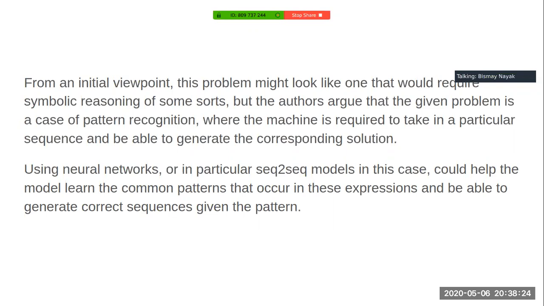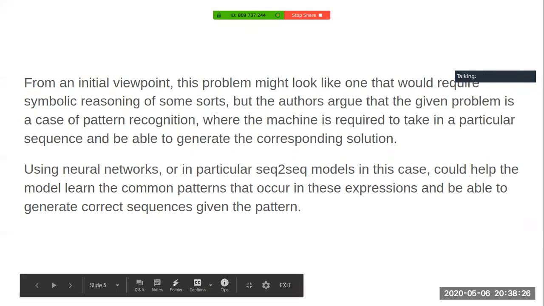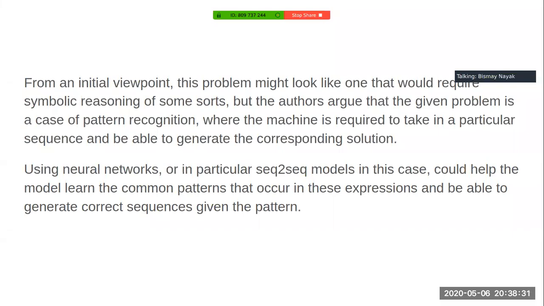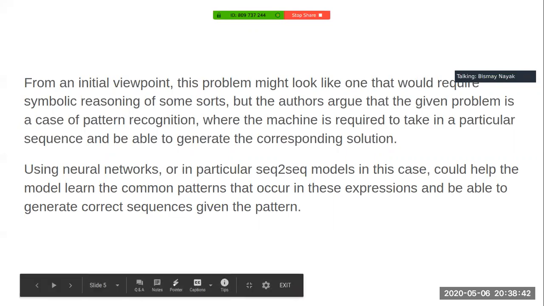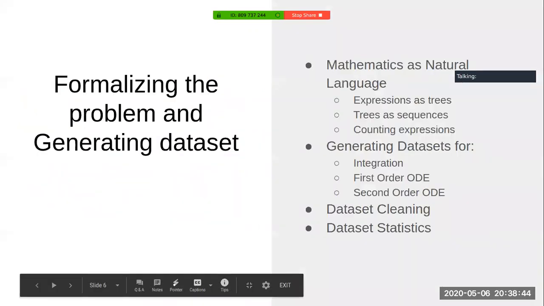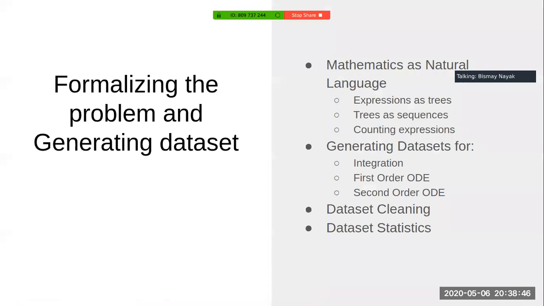So we use neural networks, or in particular a sequence to sequence model in this case, to help the model learn these common expressions and be able to give us the correct solutions for the integrations and differential equations. For training the model, we would need a large data set, like neural networks usually require large data sets.